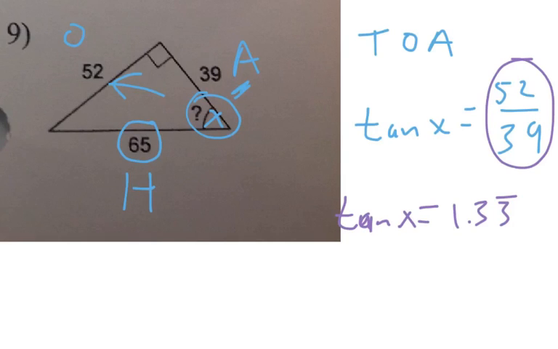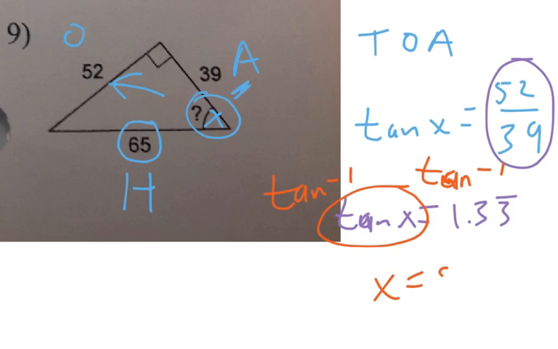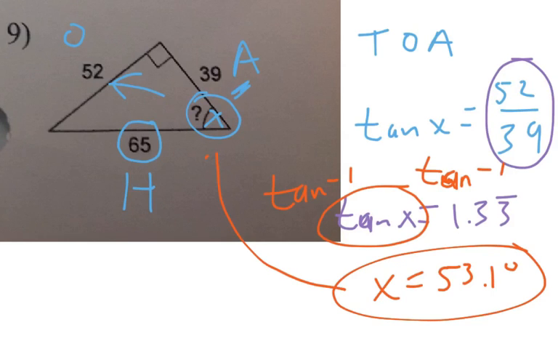And to find x, all I'm going to need to do, guys, is do a tangent inverse, or arctan as some people would say, on both sides. And as you can see right here, the tangent inverse of 1.3333 is 53.129. So x, I know, therefore, is simply 53.1 degrees. They told us to round off to the nearest degree, so we're just going to say it's 53 degrees. So pause the video if you need to.